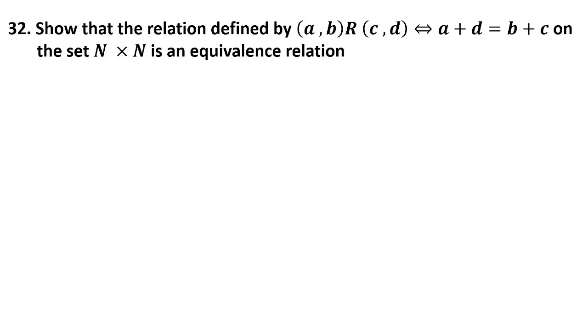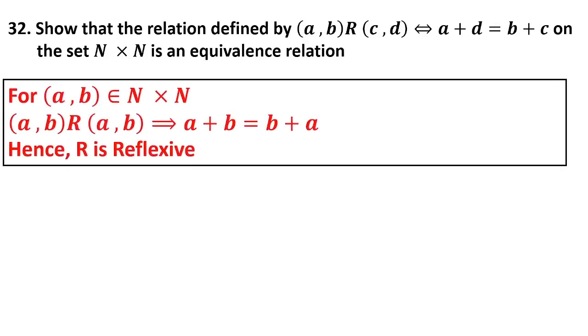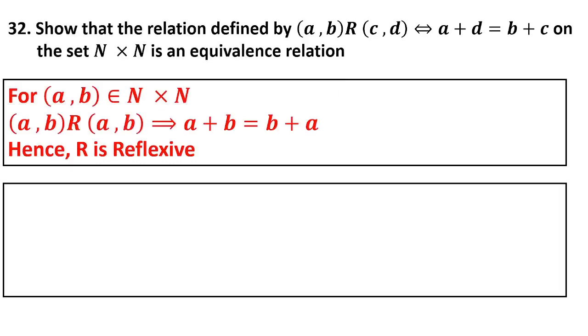Question number 32. Show that the relation on the set is an equivalence relation. Be careful. These are the elements of ordered pairs. You have to take the elements as (a, b), (c, d) and (e, f). Let us prove that it is reflexive: (a, b) is related to (a, b). I am using the given condition that a plus d is equal to b plus c, therefore a plus b is b plus c, reflexive.